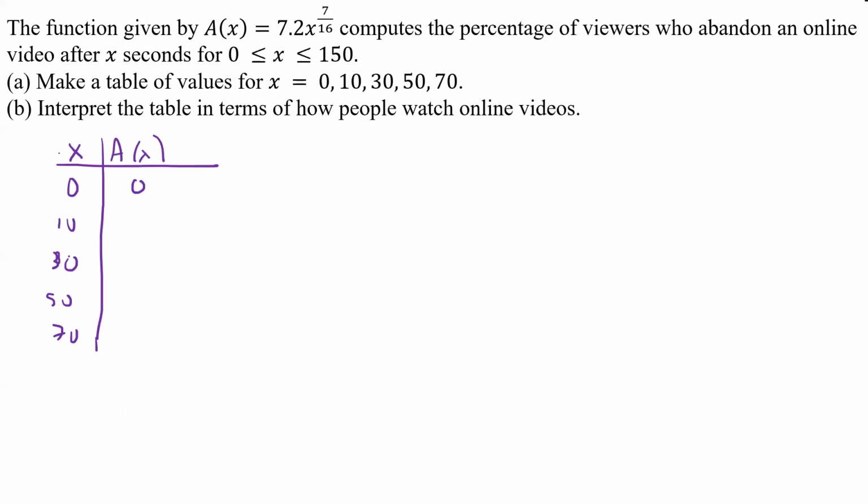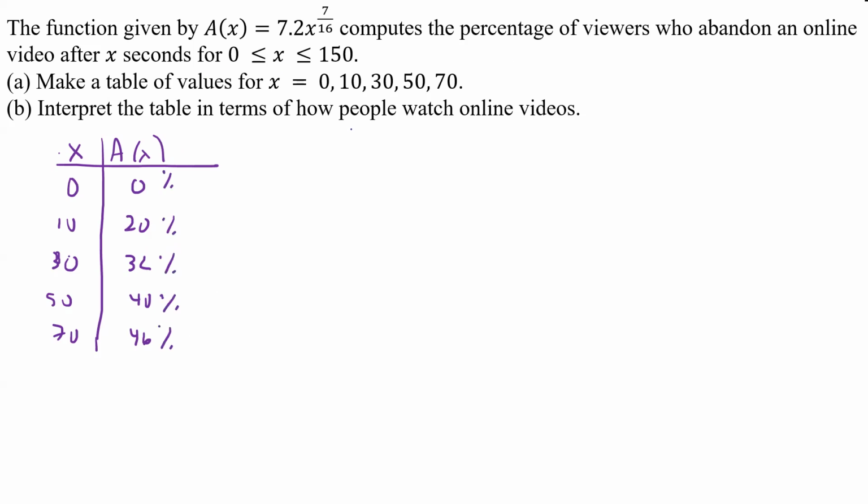10 was going to be, we said, 20. So let's write 20. 30 was going to be roughly 32 percent. 50 was going to be 40%. And 70 was going to be 46%. And the A of x values, these are percentages, so we can go ahead and put our percentage here.